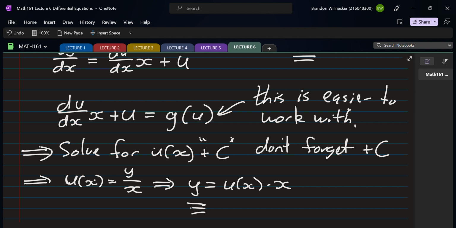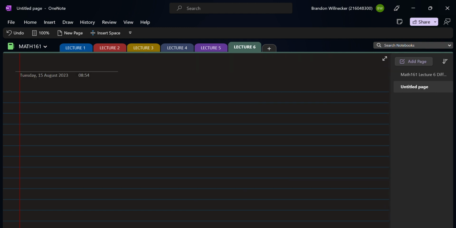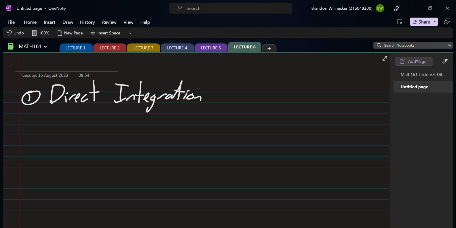Okay, so that is the idea behind all of these methods. Let's have a look at some examples. So we'll do an example for each. So number 1, direct integration. Okay, so let's say we have dy by dx is equal to 3x squared plus cos x minus 1.